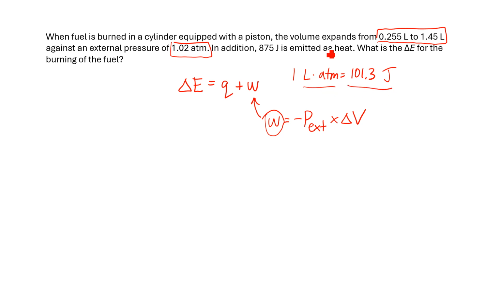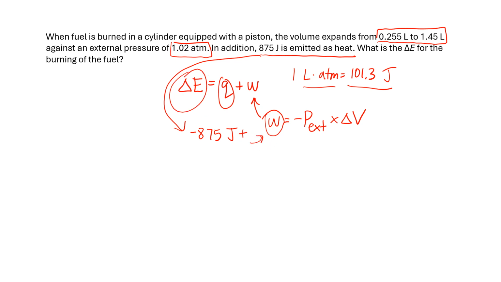But then notice they gave you Q, heat, right? And when heat is emitted, what does that mean? If heat is emitted from the system to the surroundings, it lost heat to the surroundings. So if it lost heat from the system to the surroundings, it has to be negative. So this is going to be negative 875, right? Plus whatever joules you get from this is going to tell you what delta E is, okay? This is just to kind of guide you through that problem.